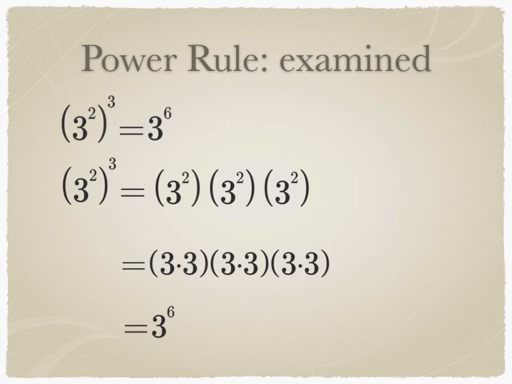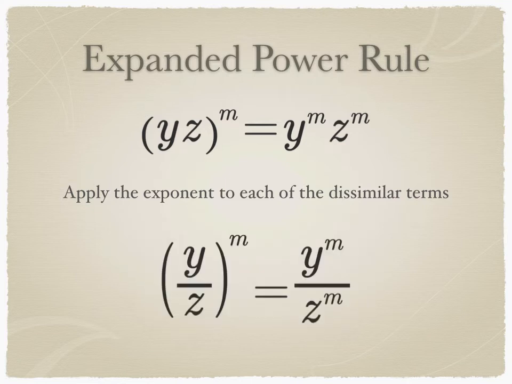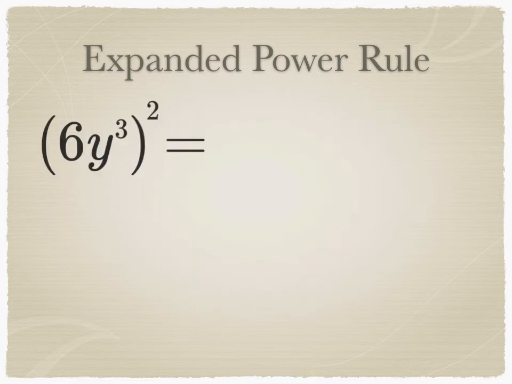Okay, as we expand on the power rule, we see that when we have dissimilar terms, we are going to apply the exponent to each of the dissimilar terms in the parentheses. In this example, you would get y to the m times z to the m. And if you had a fraction, the exponent gets applied to the numerator and the denominator. Let's take a look at two examples of this.